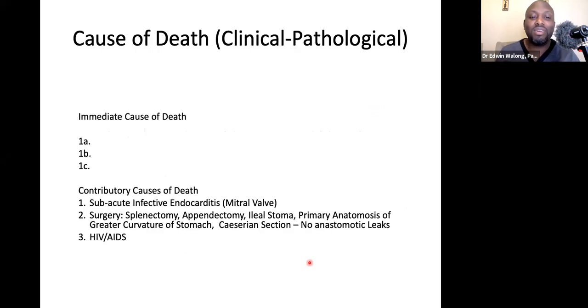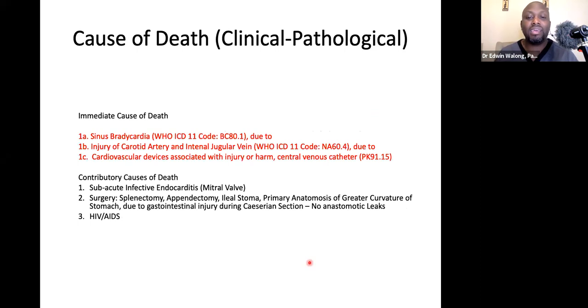Of course, it looks easy if I present it this way. And in this specific case, because we had additional information from a clinical pathology meeting, the mortality meetings that we have, we were able to assign a final cause of death, as in this case, sinus bradycardia occurring due to the injury of the jugular vein, of course, with injury of the carotid body and associated with the central venous catheter. And here we are assigning provisional codes based on ICD-11. And then you notice that this individual had lots of other diagnoses. All these other diagnoses become contributory.